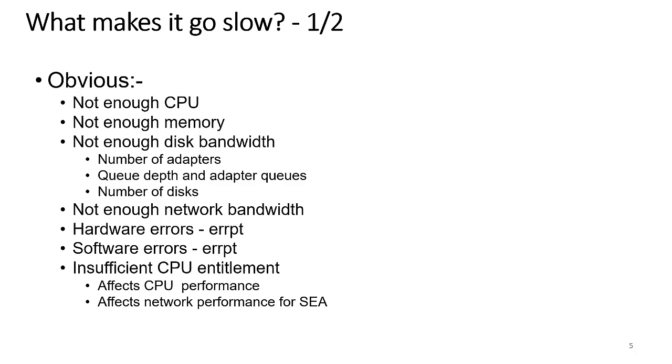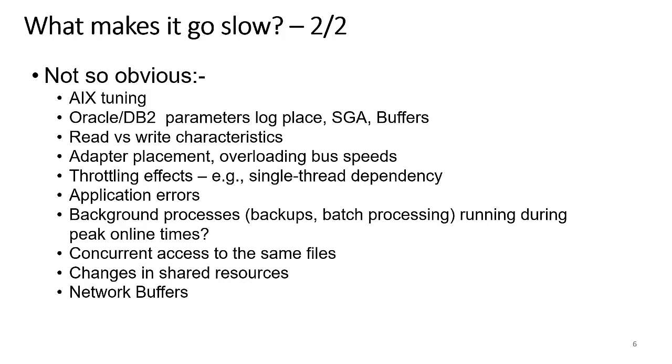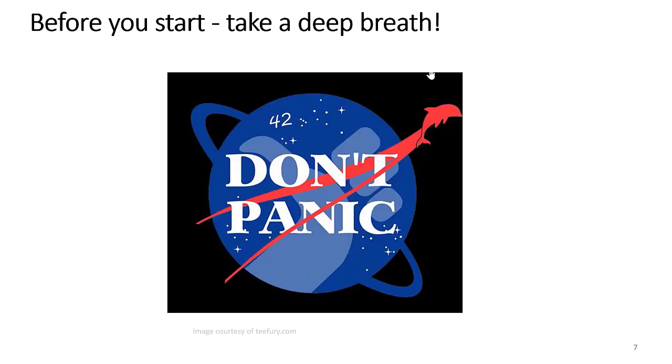Then you have to think about what kind of things make servers go slow. Applications will go slow if they don't have enough CPU, memory, disk bandwidth, or network bandwidth. There's a number of things, including errors. There's the not so obvious specific AIX tuning parameters, some of the Oracle or DB2 parameters. What are your read versus write characteristics? Even things like adapter placement in the server can make a difference if you're starting to push the system to the edge.